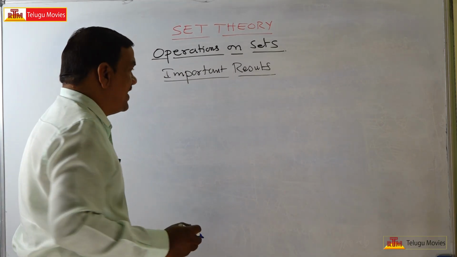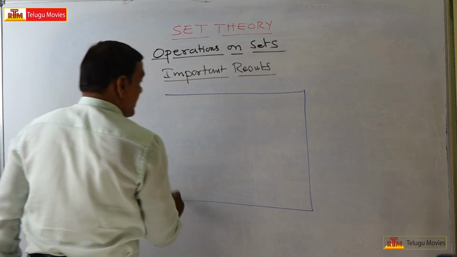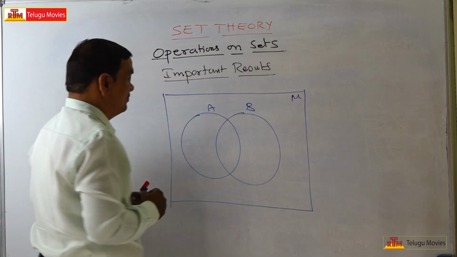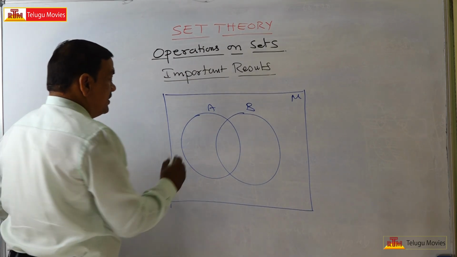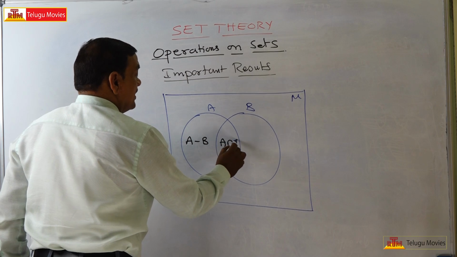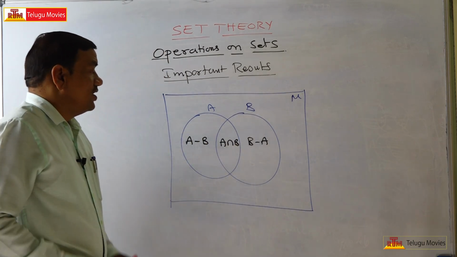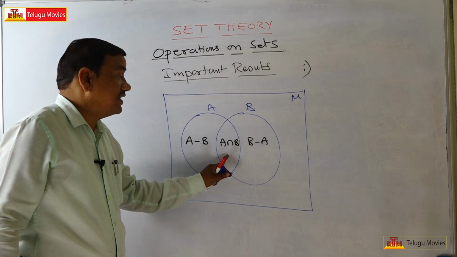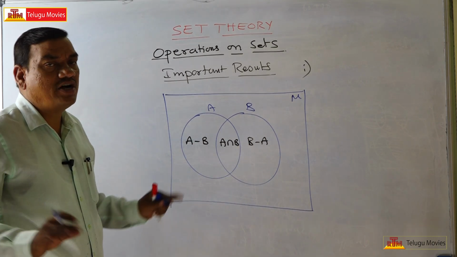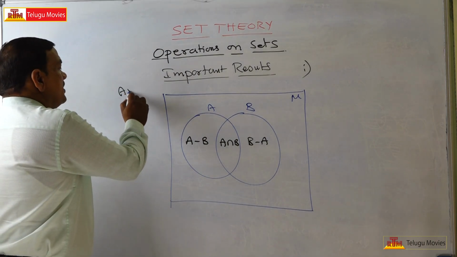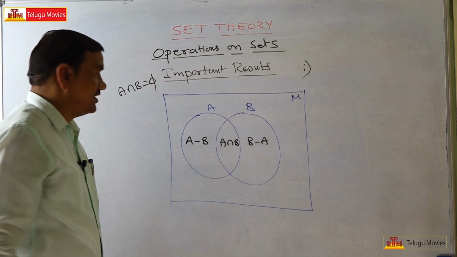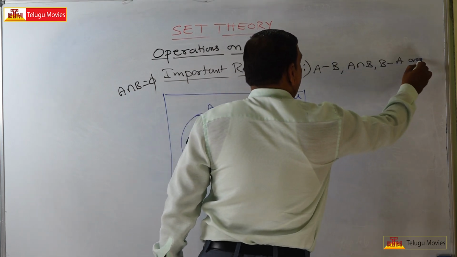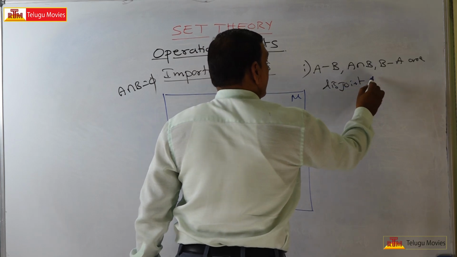So, dear students, let us see the Venn diagram of A union B and A intersection B. This is A and it is B. This part is A minus B, this part is A intersection B, this part is B minus A. The first thing you have to observe is that A minus B, A intersection B, B minus A are all disjoint sets. Disjoint sets means the intersection is equal to the null set. First thing.